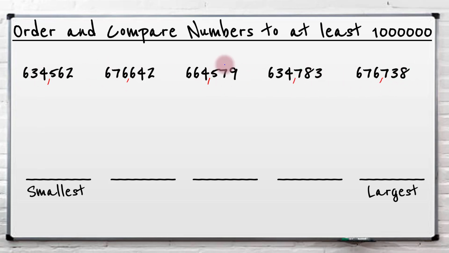Always think about your groups of 3. So they're all the same length. They're all the hundreds of thousands. So we look at the first digit. So we've got 600,000. So it's all the same.